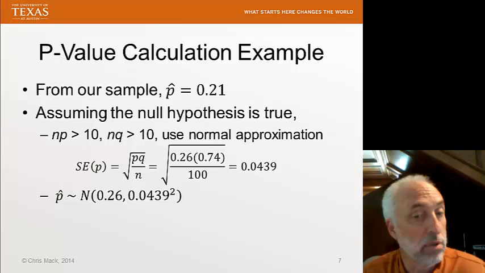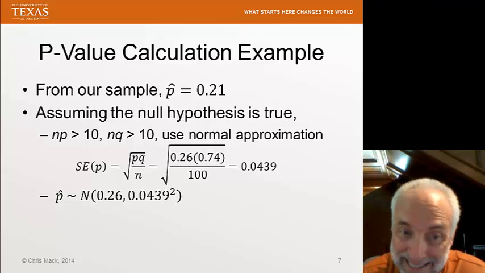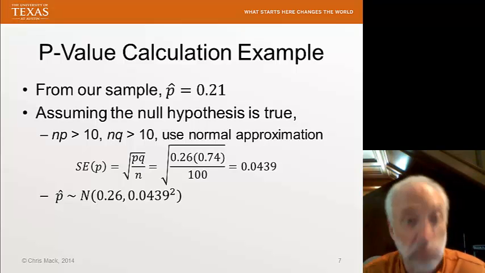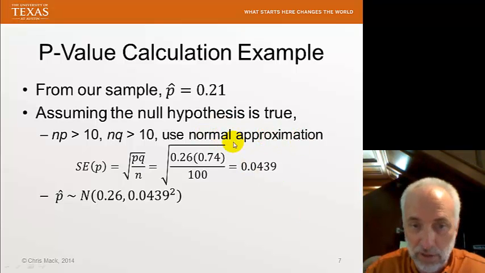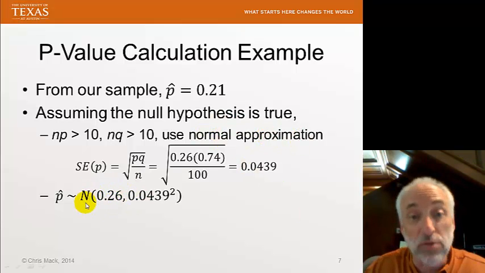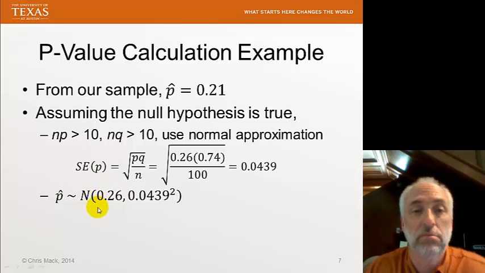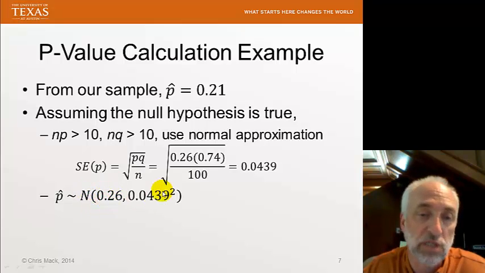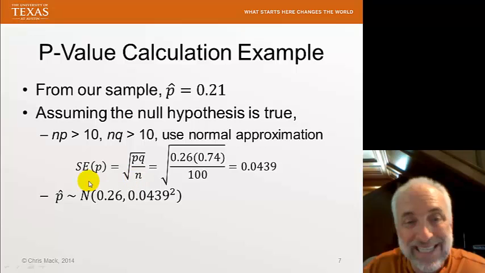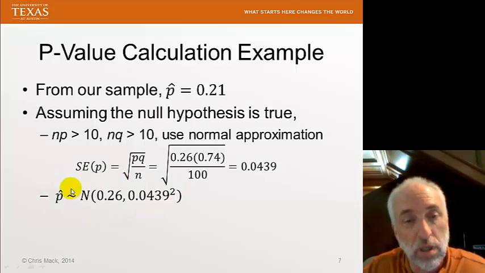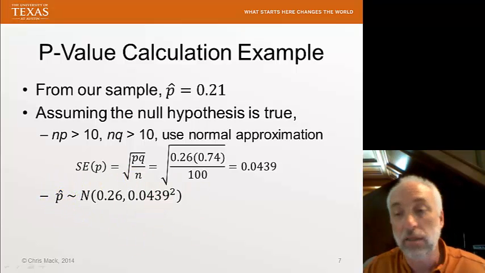Therefore, if the null hypothesis is true, we would expect that our sample proportion will be normally distributed, right, because we can use the normal approximation. It will have a mean equal to the population proportion of 0.26 and have a variance of 0.0439 squared. Right? So we now know the sampling distribution of p hat, the sample proportion.